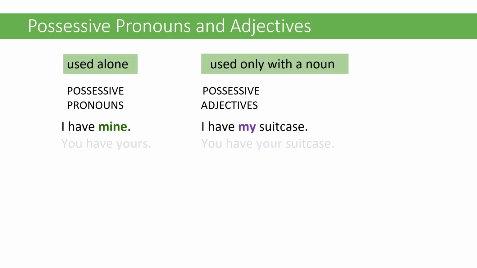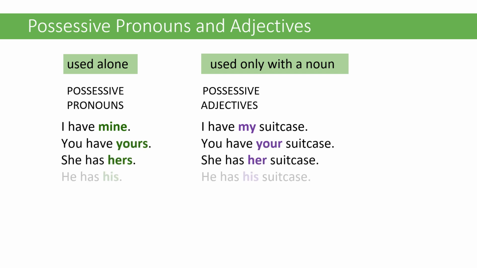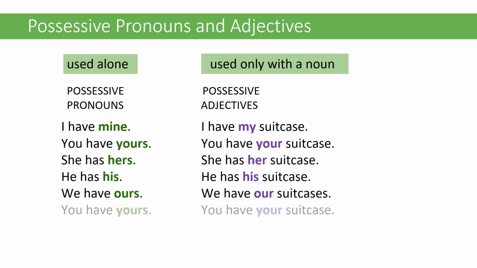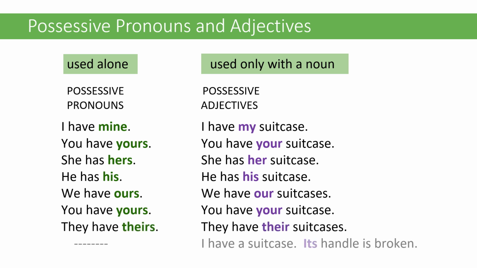Look at the examples. I have mine. I have my suitcase. You have yours. You have your suitcase. She has hers. She has her suitcase. He has his. He has his suitcase. We have ours. We have our suitcases. You have yours. You have your suitcase. They have theirs. They have their suitcases.